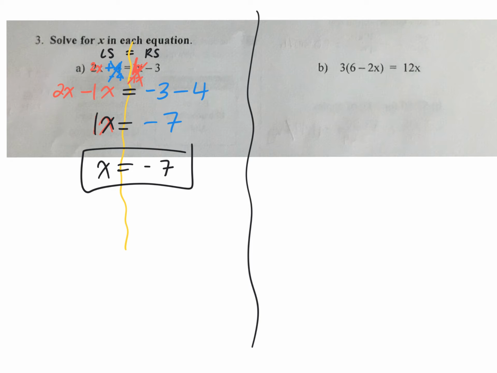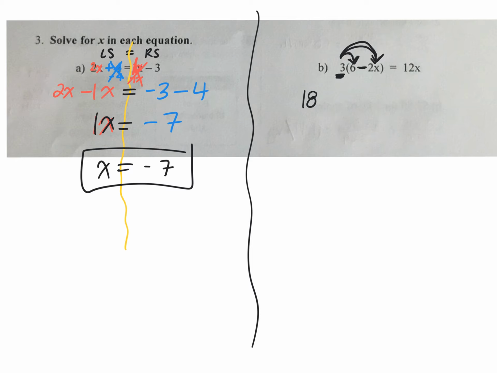Okay, for the second one now, we have a bracket. So we actually have to distribute the number in front of the bracket. We have to multiply it by each term inside the bracket. Do you remember this? Because I need to remove those brackets. So the first thing I'm going to do is 3 times 6. What's 3 times 6? And then 3 times negative 2x.